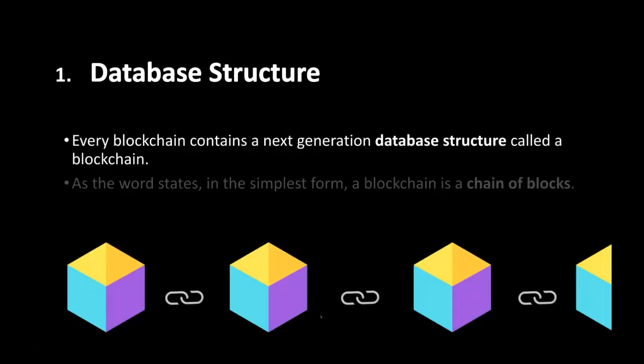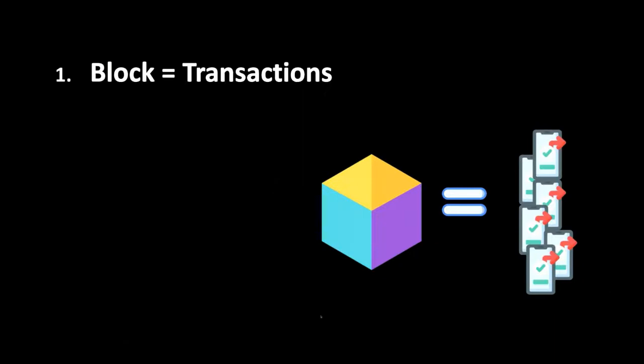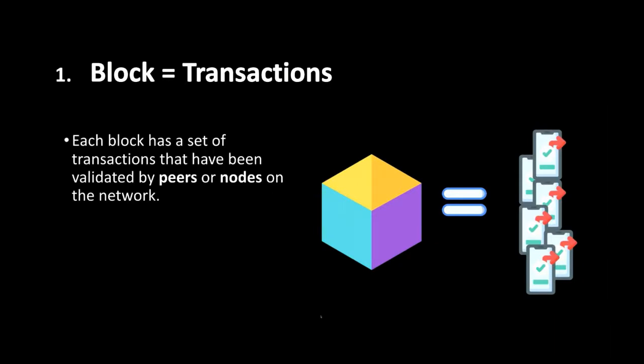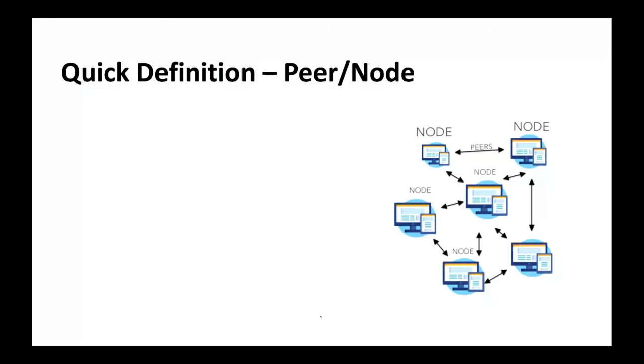So you're going to hear me say blockchain a lot of times over here, but at the fundamental core, every blockchain contains a next generation database structure called a blockchain. And as the word states, in the simplest form, the blockchain is a chain of blocks. Each block has a set of transactions that have been validated by peers or nodes on the network. So each block contains a group of transactions that have been digitally signed.